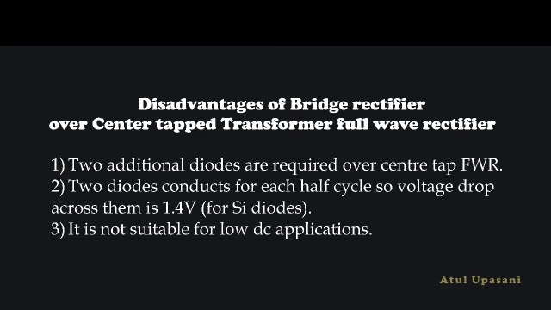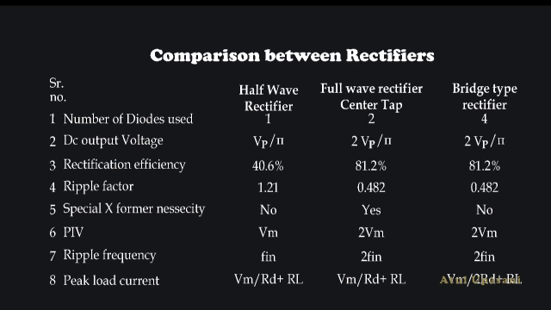Now let us move on to the comparison between the rectifiers. From the table you can see the half wave rectifier, full wave center tap rectifier and bridge type rectifier. These are the comparison columns. First factor is the number of diodes used. It requires 1 in half wave rectifier, 2 in full wave rectifier with center tap transformer, and 4 in case of bridge type rectifier. Second term is DC output voltage.